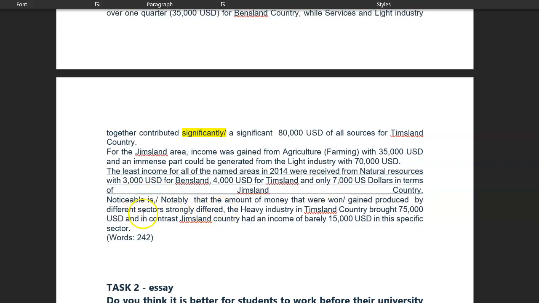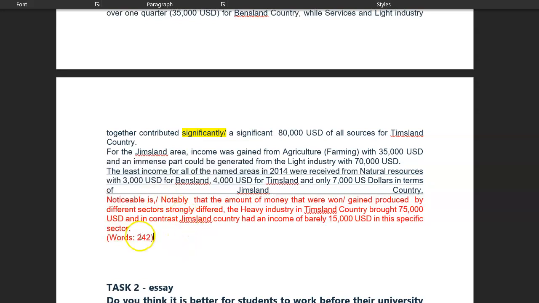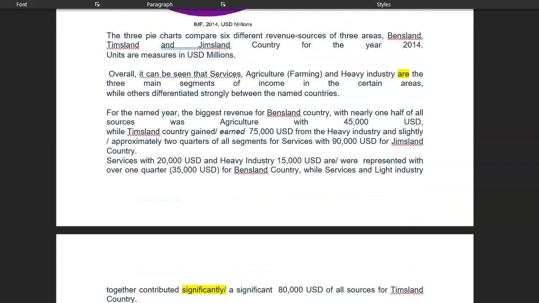Strongly differed. Okay, well done, good. Too long. Okay, you kind of don't really need that. I would almost cut that completely. Put it in red. I cut that completely because that's kind of what you said in your overall sentence at the beginning. If you want to put any more in, you could do another comparative.